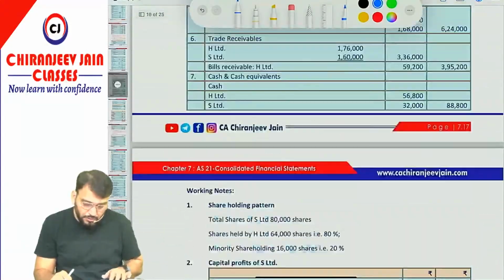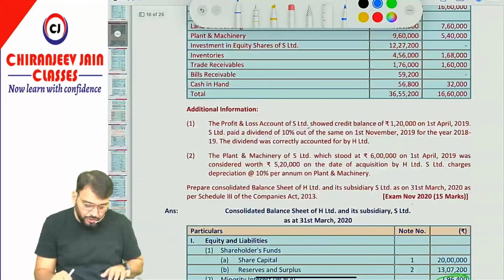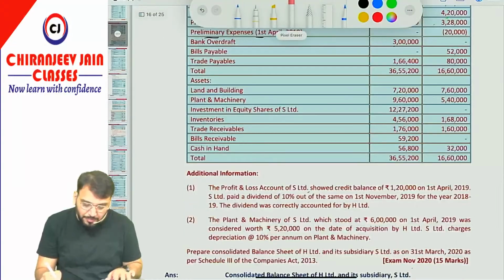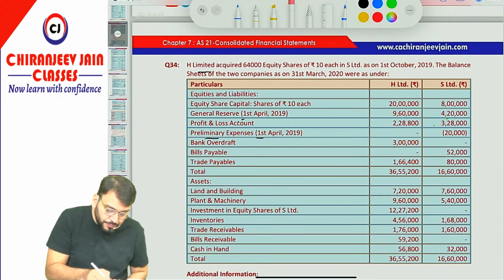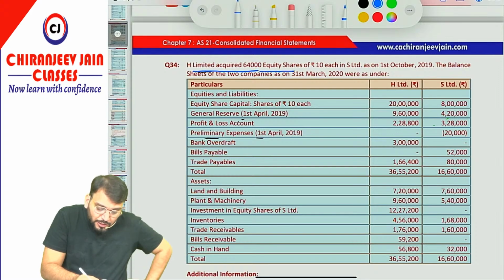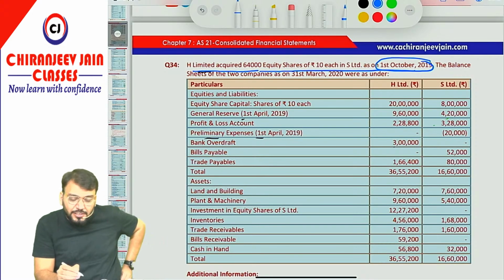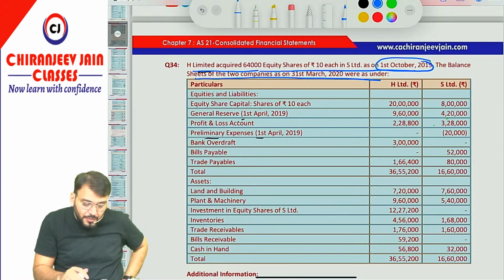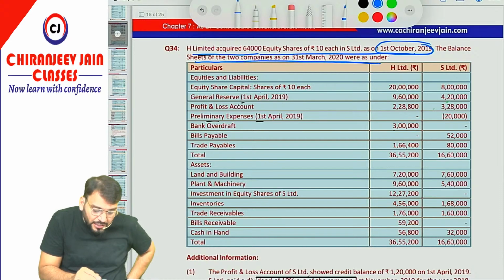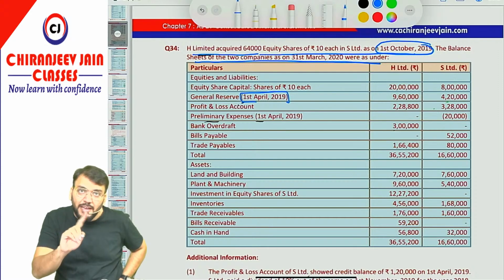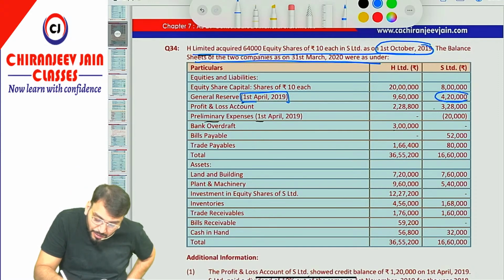Come to this question. This was an interesting question. This question was asked in exam for 15 marks. Question 34, let us do. H Limited acquired 64,000 equity shares of rupees 10 each on 1st October 2019. The balances of two companies as on 31st March 2020 were as under. You can see equity share capital of rupees 10 each. General reserve is given as on opening date, so opening balance and closing balance are same.